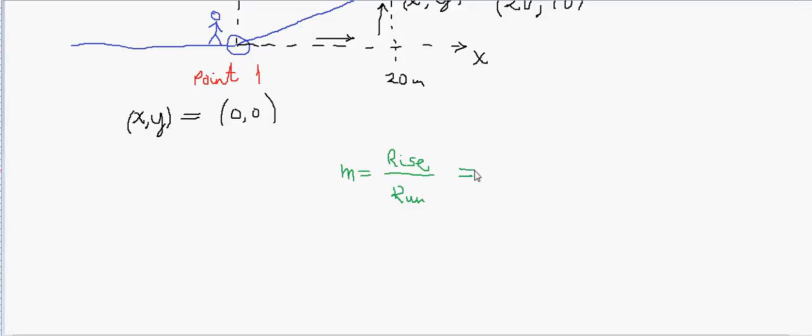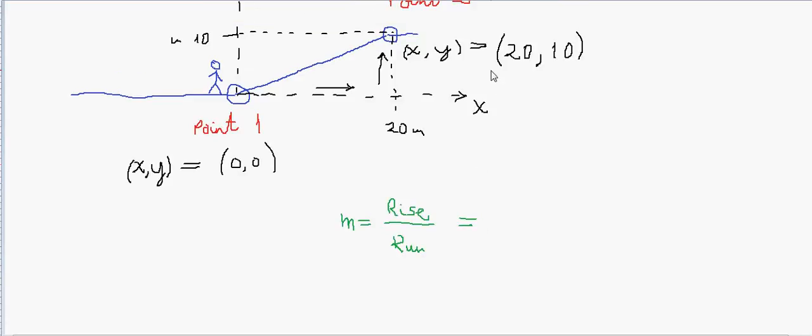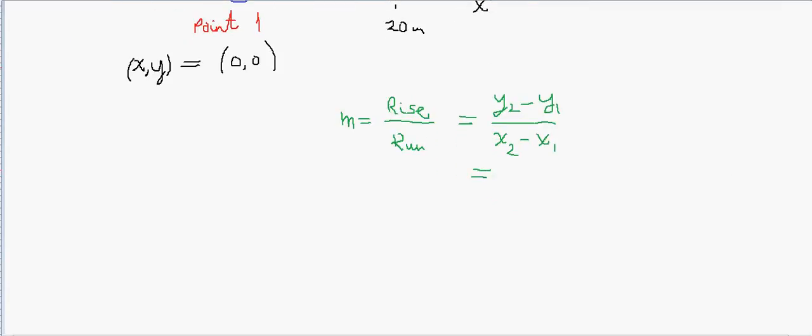Now, the change in the rise can be found by subtracting the original point from the final point. So y2 minus y1, and the run can be calculated the same way. The original point in the horizontal is subtracted from the final point in the horizontal. So it'll be x2, the final point of the horizontal, minus x1, the original point of the horizontal. And we simply substitute in the values.